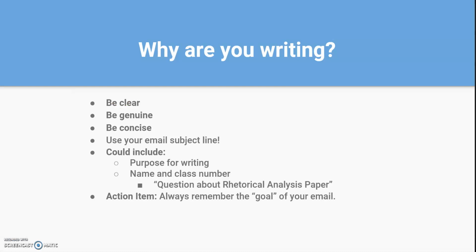Next, you want to analyze why you're writing. You want to be clear, genuine, and concise. You want to make sure you use the email subject line, and this can include your purpose for writing, the name and class number. For example, questions about rhetorical analysis, or you can say the class prefix and number assignment or something similar. And then you want to always have a goal for your email.